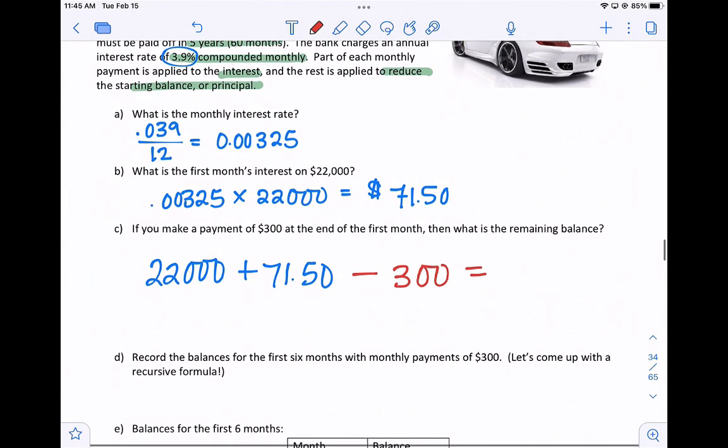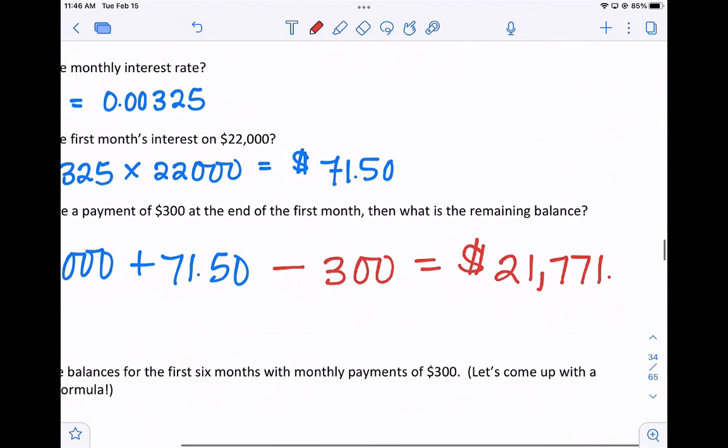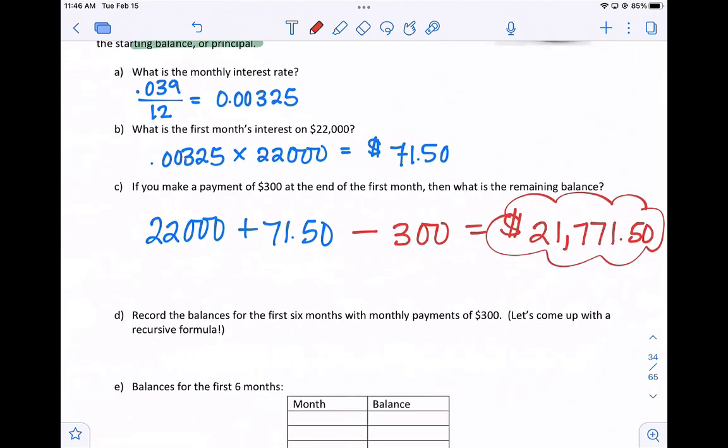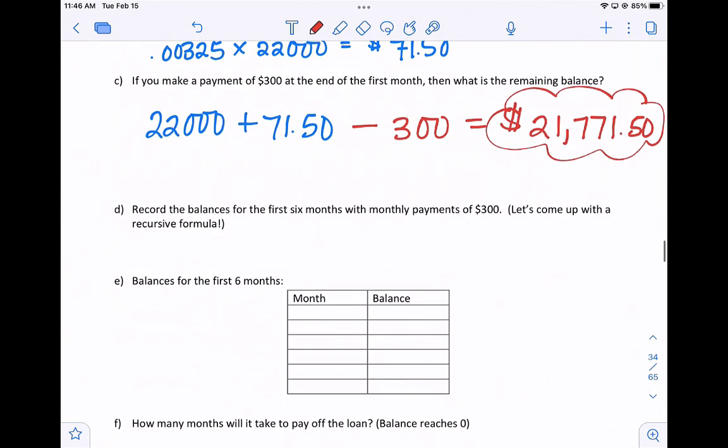So at the end of the first month, the remaining balance on the car, we owe $21,771.50. Okay, so again, making that $300 payment, some goes towards the interest on your loan and some goes towards the actual first payment, our first initial loan, and this is how much we owe after 1 month. It says record the balances for the first 6 months with monthly payments of $300.